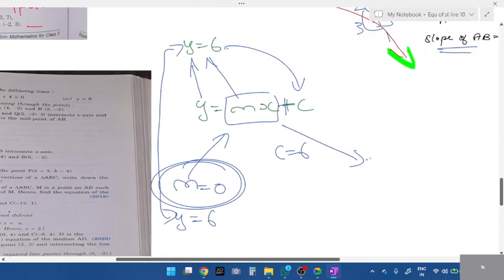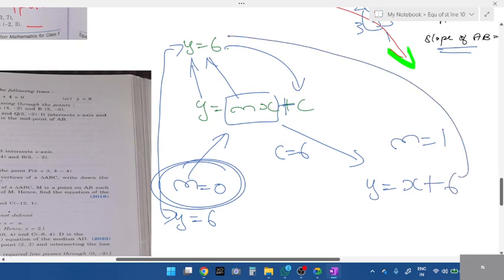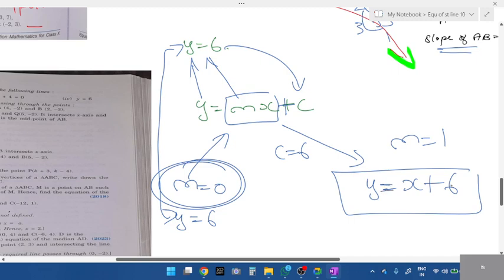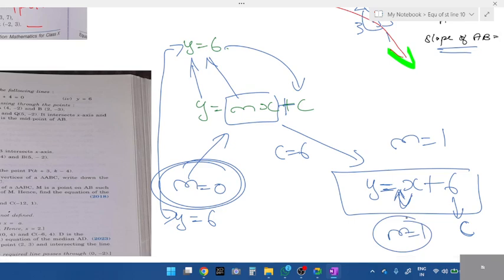If you take m is equals to 1, look here. If you substitute, y is equals to x plus 6. Is this the equation given? No, right? But if they give this equation, students, y is equals to x plus 6, take this as the y-intercept. Before x, there is no value. M is equals to 1. This is the difference. For the question given in the textbook, m is 0. For the question which I have given on the right hand side, m is equals to 1, c is equals to 6.